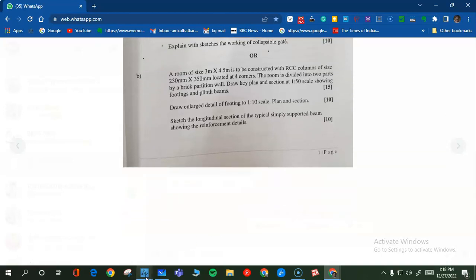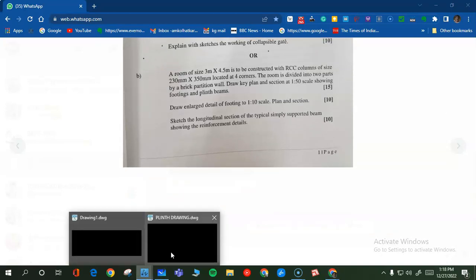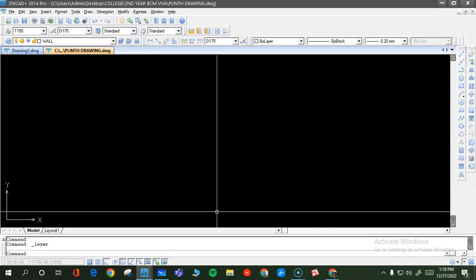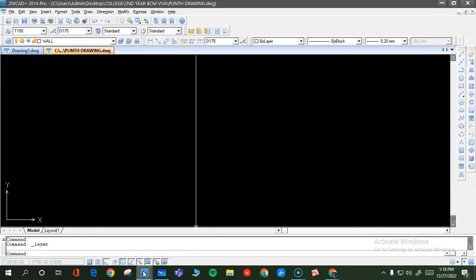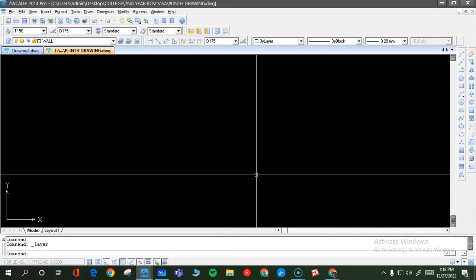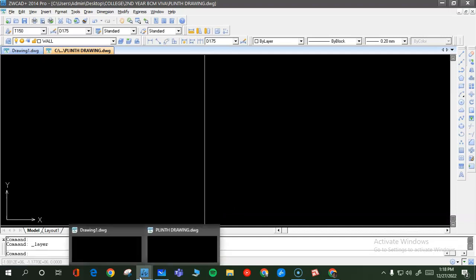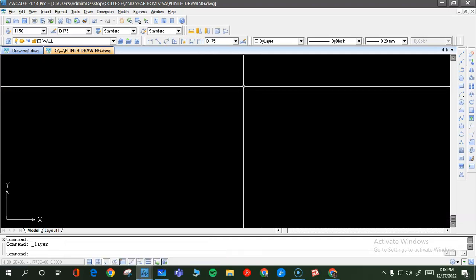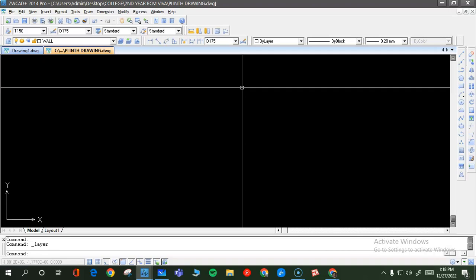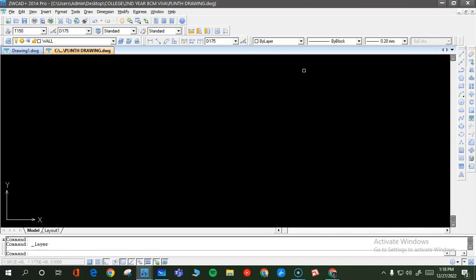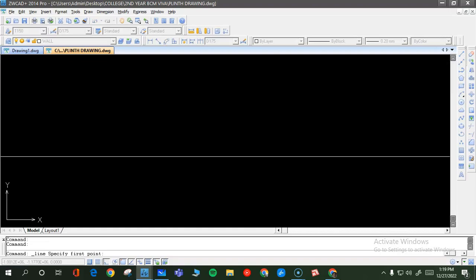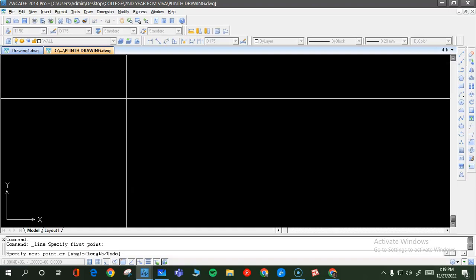So I'll just switch over to the CAD program and let us see how it is to be drawn. The first important point is that the room has been mentioned as 3 meter by 4.5 meter. Remember, a very important mistake which many students make is that when you are given a room size, it is the clear size of the room. So what you should do is start drawing.